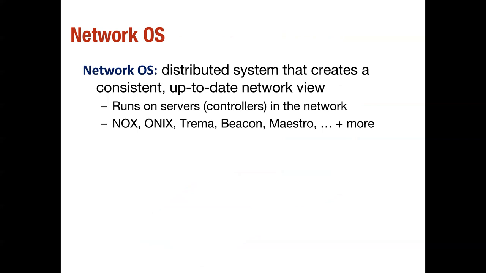So I talked about network operating system. A network operating system is a distributed system that creates a consistent and up-to-date view of what the network is. It runs on servers. You can also call them controllers in the network. There are a lot of examples of those operating systems: Nox, Onyx, Trema, Beacon, Maestro. And these are relatively old names. There is one which is very popular, which is not mentioned here. It's called ONOS, the Open Network Operating System. It is developed by the Open Networking Foundation.